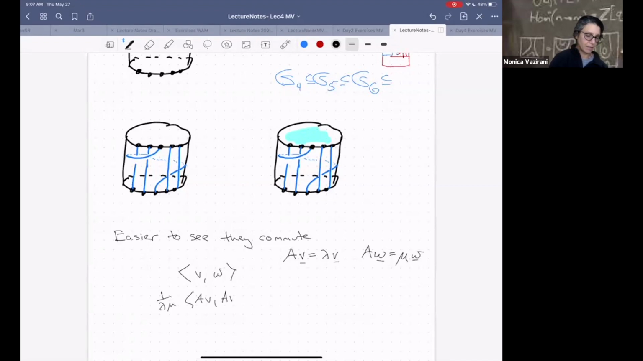But you can compare this. If you look at AV paired with W, that should be V paired with A adjoint W. And so this is going to give you lambda V paired with W. And if A is self-adjoint, then this will be VAW, and then you're like, aha, that's V mu W.